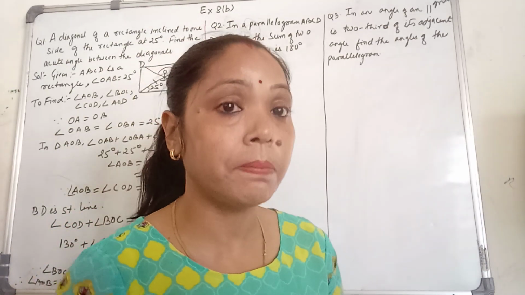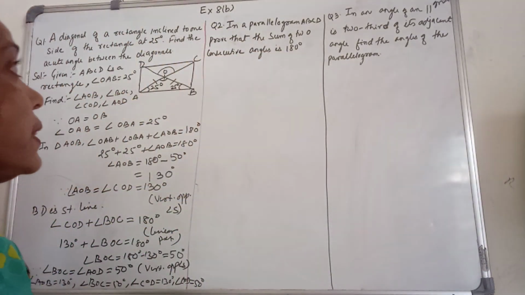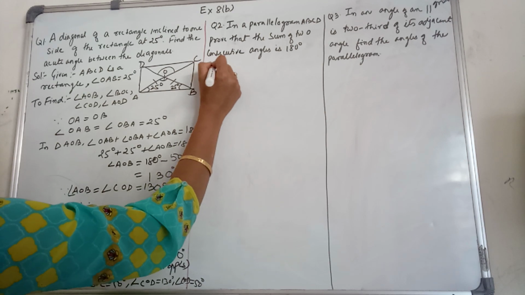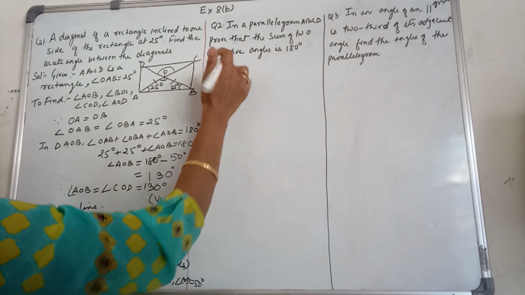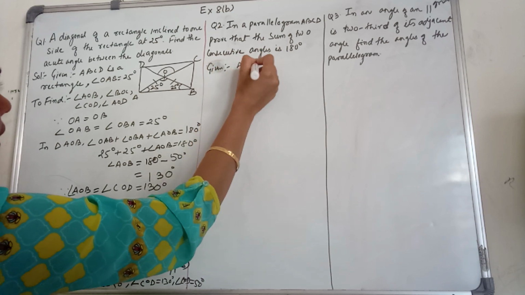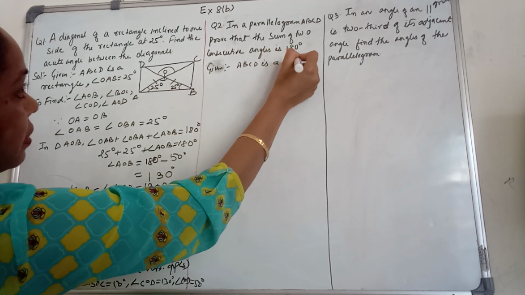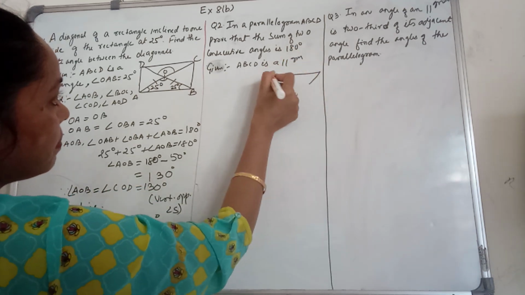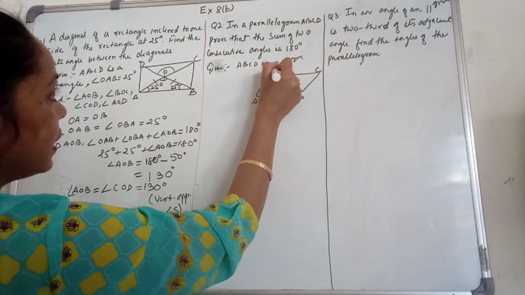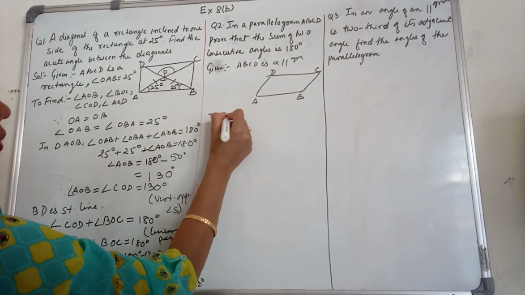Now see question number 2. Question number 2 is a proof: in a parallelogram ABCD, prove that the sum of two consecutive angles is 180 degree. Before we prove, you write what is given. We write ABCD is a parallelogram. So draw one parallelogram, A, B, C, D. Now, to prove, write what is to be proved.